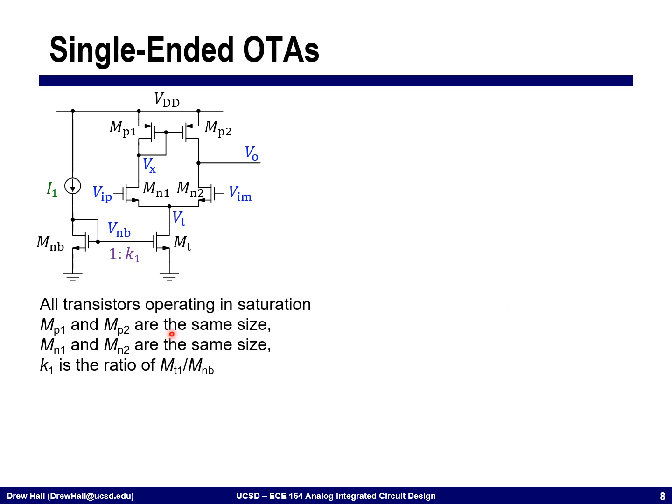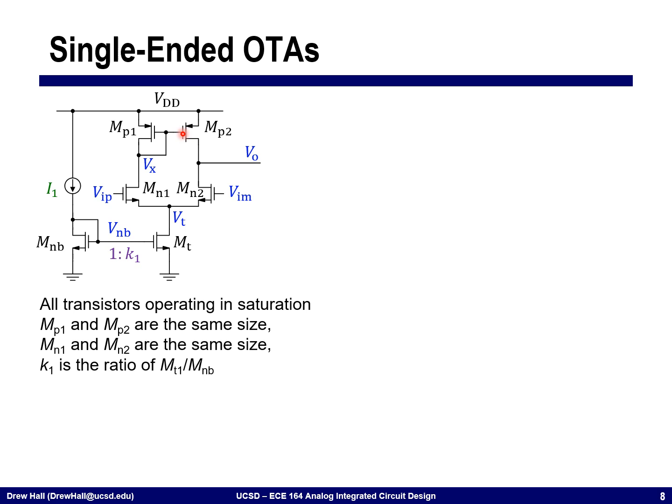All right, so let's start off with a couple of things. One, we're going to assume that all of the transistors are operating in saturation. MNB and MP1 are diode connected. All of the other devices, we intend for them to be in saturation. These two are current mirrors. This is a current mirror, and this is our differential pair. So the intent of the designer here is that all of the transistors are in saturation.